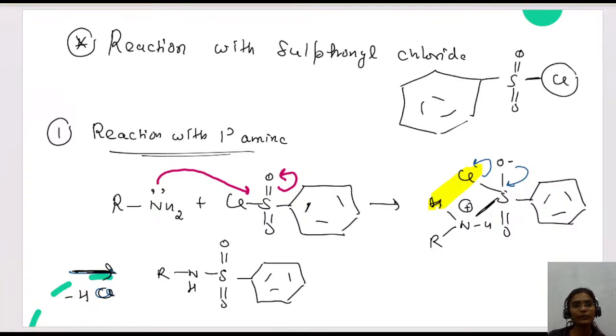From there to there, let me observe, and you also have to observe this. Look at this. Two hydrogens become one hydrogen only. It means hydrogen is the basic criterion for the reaction with sulfonyl chloride. Point number one: it's a primary amine. Okay, let's go with the reaction with the secondary amine.